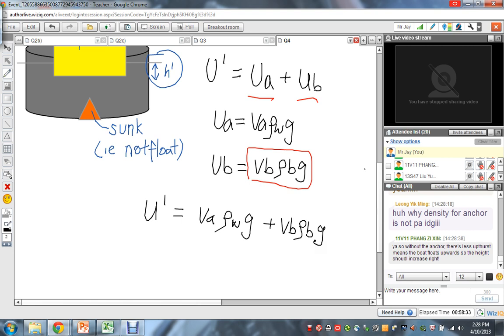Yeah, the height should increase, but we don't care because I never considered the amount of water that the boat displaces. I only know that the boat is floating, so whatever it displaces must be equal to the weight of the boat itself. Why is the density for the anchor not rho A?